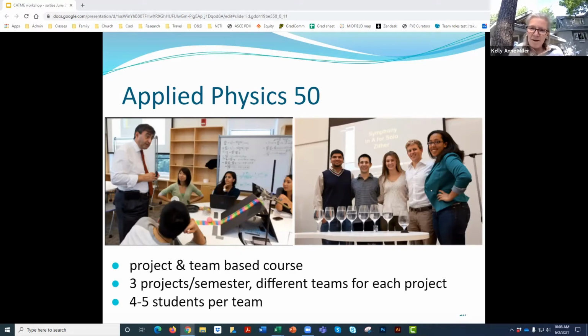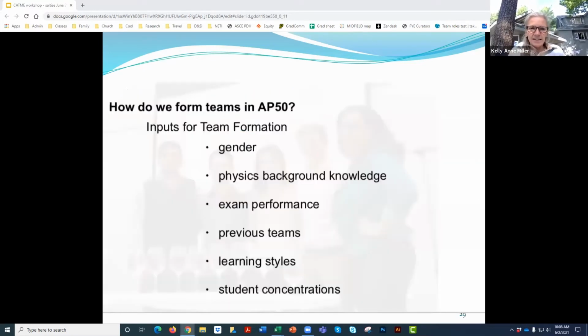And if you go, Matt, to the next slide, this is a list of the criteria that we use to form the groups. So unlike the example that Salma just gave, where the clusters were sort of based on interests or abilities, our goal when we're making groups for Applied Physics 50 is to make the teams as even as possible, so that there's at least the perception of equity, because the assessment is so tied to the groups.